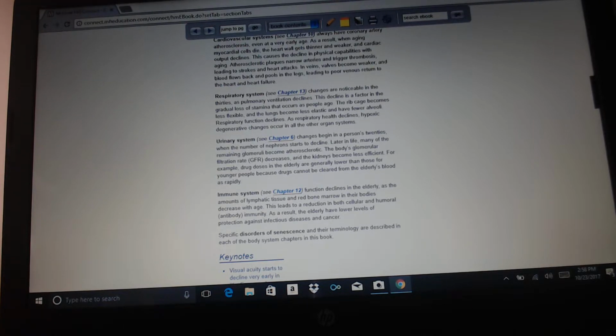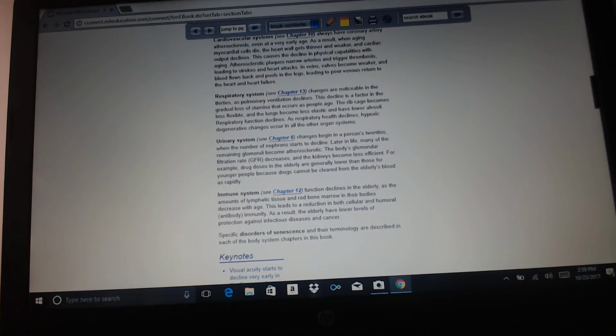Urinary system changes begin in a person's 20s when the number of nephrons starts to decline. Later in life, many of the remaining glomeruli become atherosclerotic. The body's glomerular filtration rate decreases and the kidneys become less efficient. For example, drug doses in the elderly are generally lower than those for younger people because drugs cannot be cleared from the elderly's blood as rapidly.